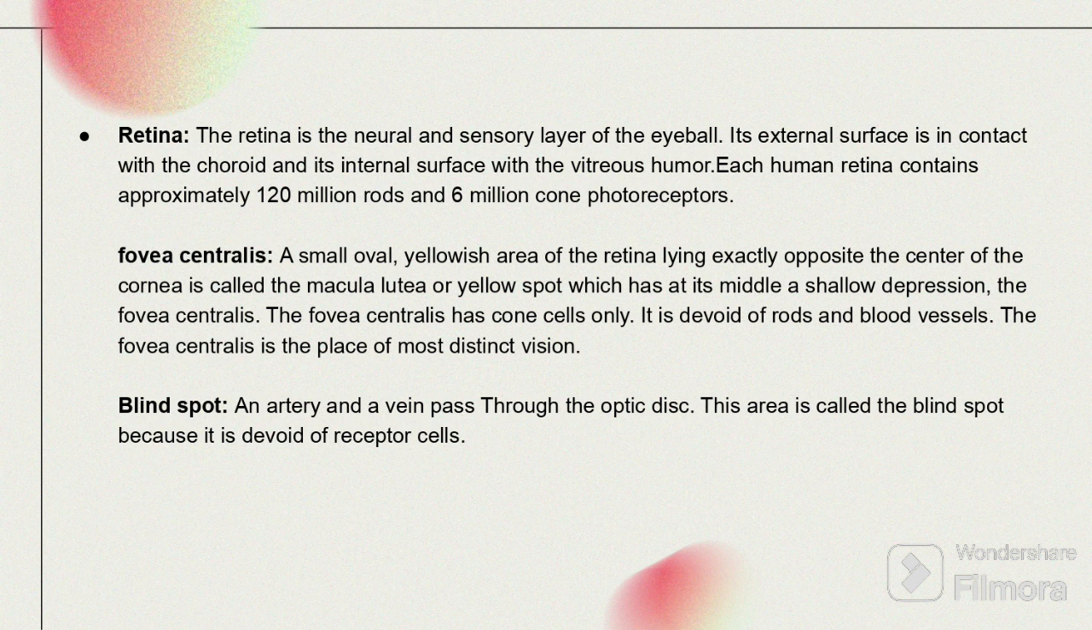Blind spot. An artery and a vein pass through the optic disc. This area is called the blind spot because it is devoid of receptor cells.